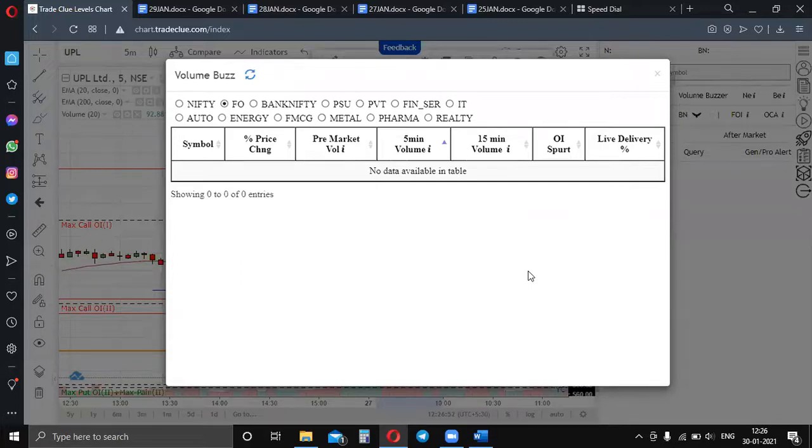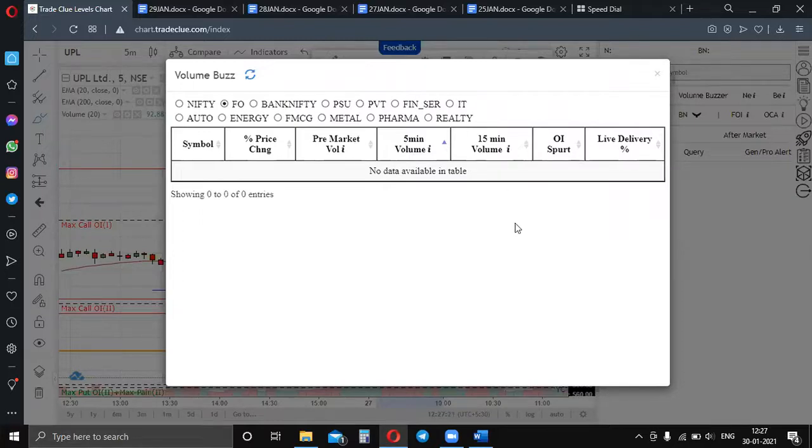Parikshit is asking, can we add a search box to search after-market analyzed stocks in such volume buzzers? We'll have our bias based on after-market analysis. Yes, it will take practice. I'm unmuting you, Parikshit. I'm not getting your question. Yes, go ahead. Can you tell me?